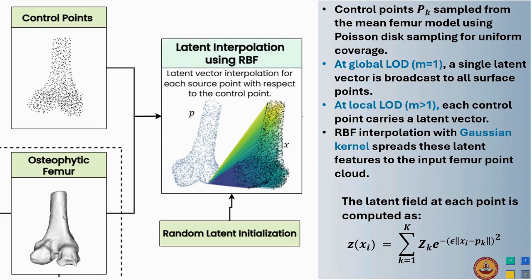So LOD1 is, like I said, the global level of detail, which captures the overall details or the coarse details of the femur. LOD10 is the local one, which captures the finer details in the femur model. The RBF interpolation is done using a Gaussian kernel.